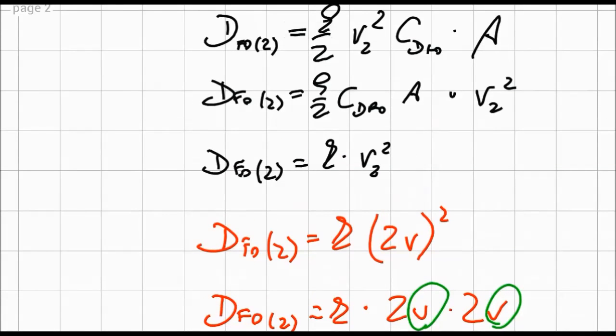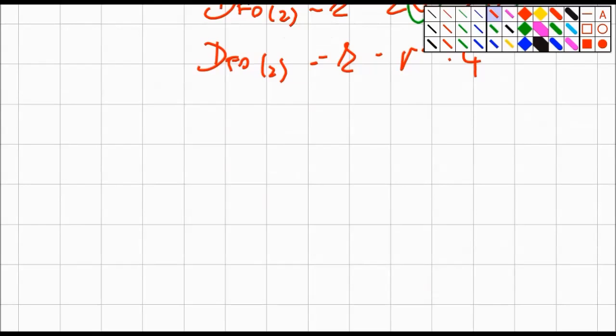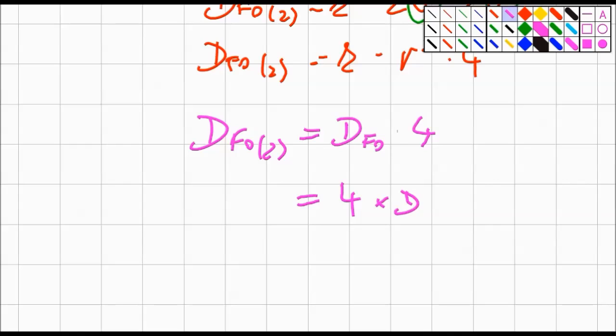Look at this. K times V² is D_FO. So I can replace K times V² with D_FO. D_FO2 equals K times V² is D_FO, my original form drag, times 4, or 4 times D_FO. So that means I double my speed, I quadruple my form drag. That is owed to the V² dependency. In the same manner I can say I halve my speed and I make a quarter of my form drag.